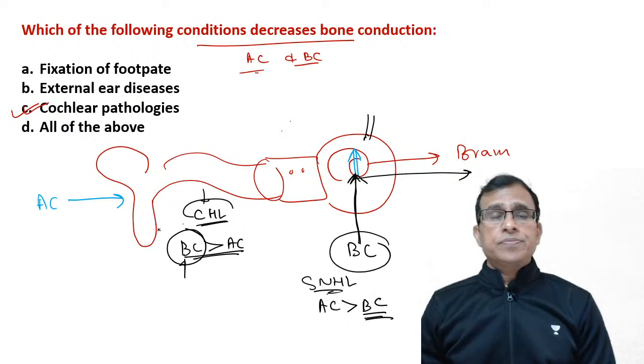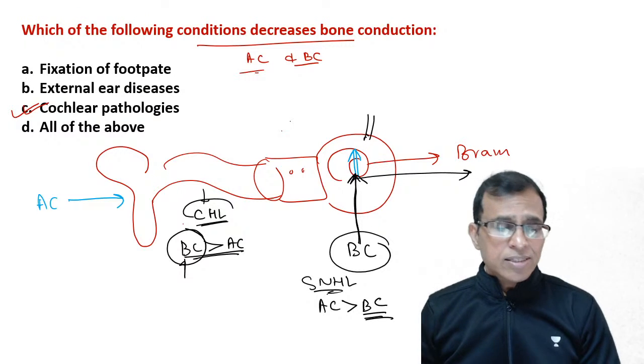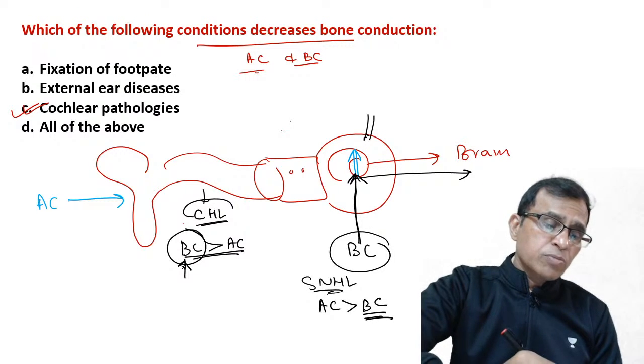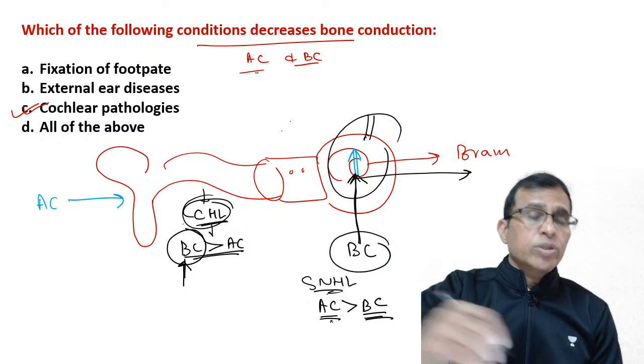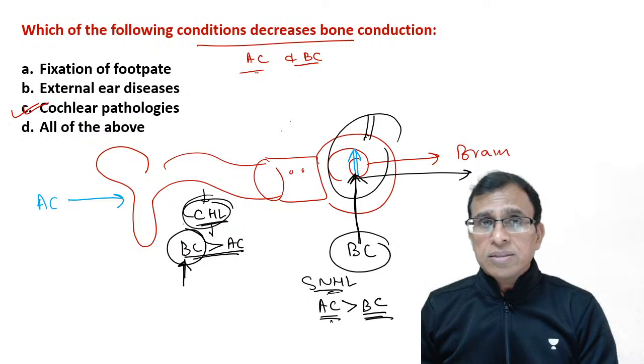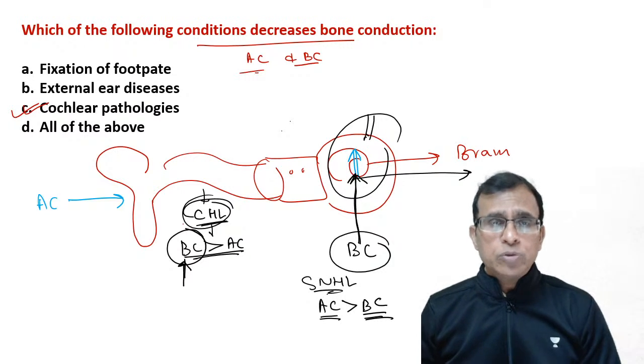We know this. Even if you don't know all this, if you know your Rinne test, in Rinne, BC is more than AC in conductive hearing loss, whereas in cochlear disease, which is sensorineural hearing loss, AC is more than BC. So BC reduces in cochlear disease. So that's how you correlate between the two.